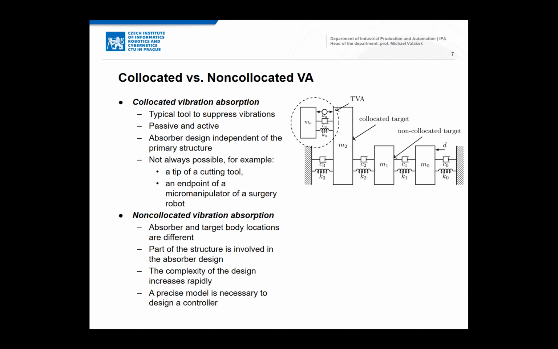The design of the absorber can be passive only, or with active control, we can achieve zero vibrations. The advantage of collocated vibration suppression is that the absorber design, the parameters of the absorbers, are independent of the primary structure, and the design, in comparison with the non-collocated case, is much simpler.